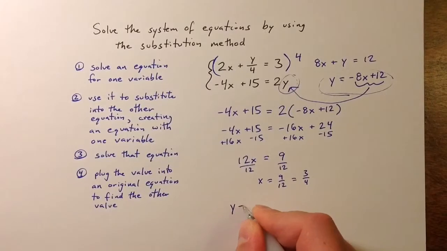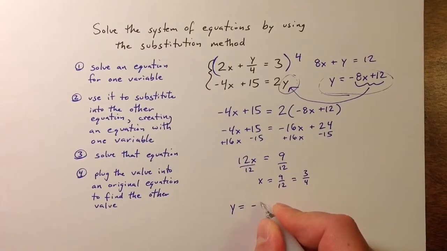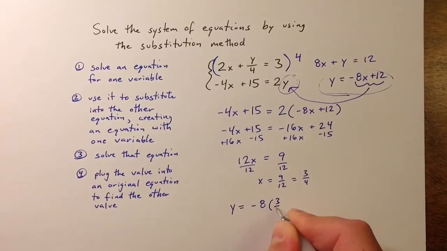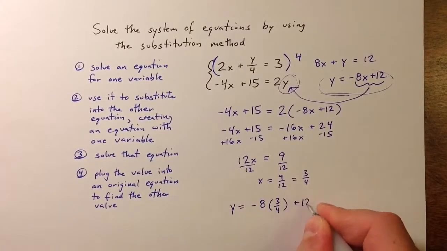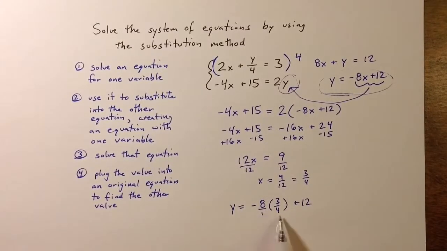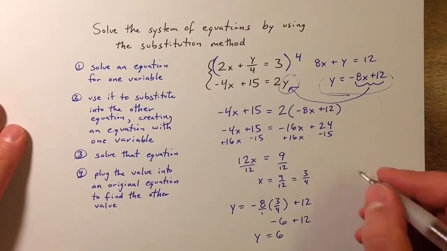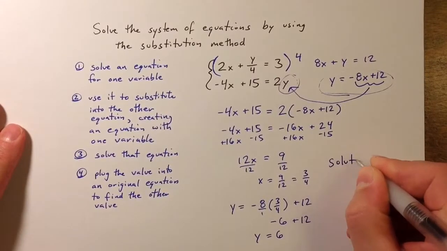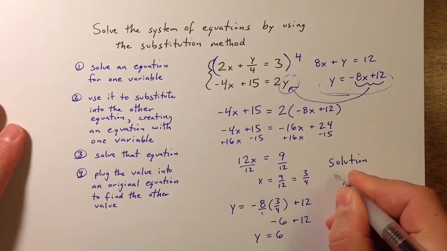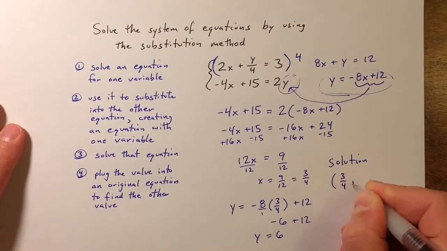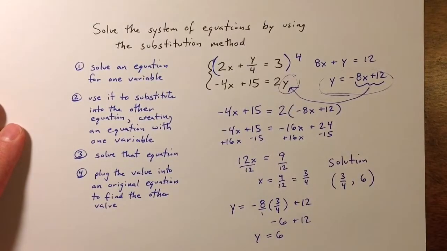So I know that y should equal negative 8 times 3 over 4 plus 12. 8 is a nice multiple of 4, so that's going to become a negative 6, and plus 12 gives me a y value of positive 6. So the solution that we found, and we'll check it in just a moment, should be 3/4 for x and 6 for y.